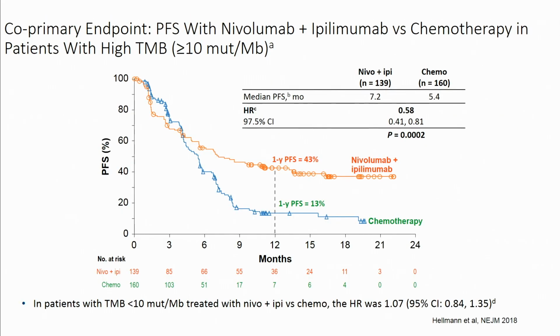And this trial, which was published recently in the New England Journal, showed that in those tumors that had more than 10 mutations per megabase, which was not an insignificant number, about 40% of patients, the PFS was 7.2 versus 5.4 months, and the 1-year PFS was resoundingly better than with chemotherapy.